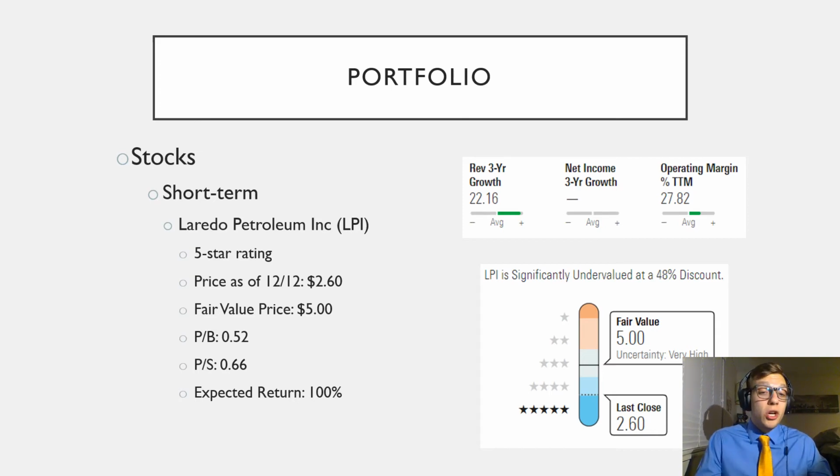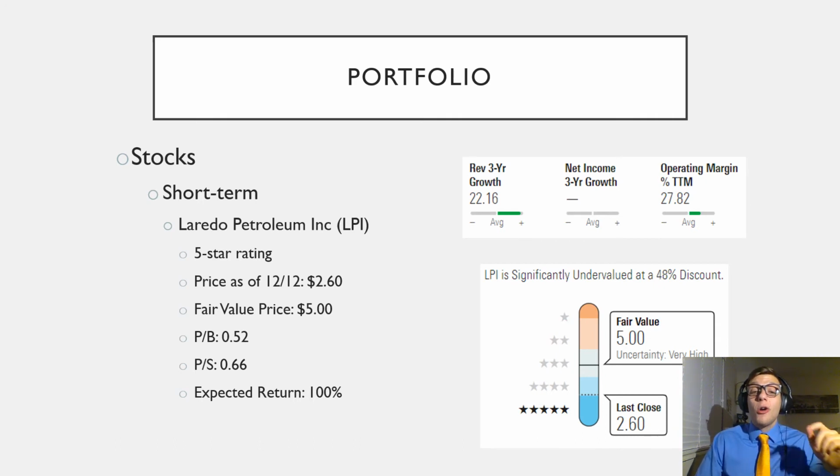And looking at its key ratios, it sits below industry average in two main ones. Starting with the price to book ratio, it has a PB of 0.52. This is significantly below the industry average of 1.1. And the price to sales ratio, LPI currently sits at 0.66, with the industry average being 0.73. With both those numbers being via CSI Market, this shows that this stock has tremendous upside to bounce back in the future and provide great returns.